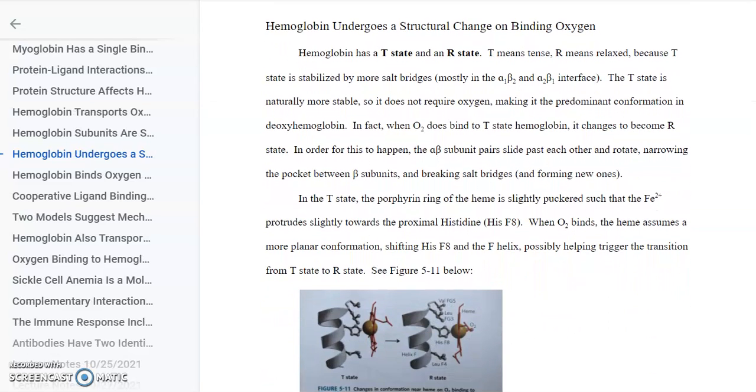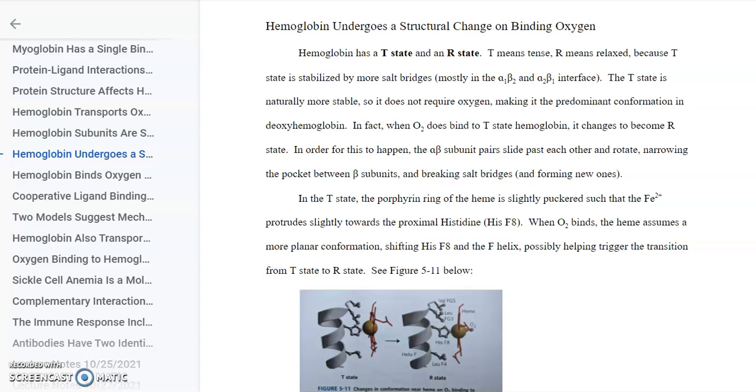Hemoglobin undergoes a structural change on binding oxygen. Hemoglobin has a T state and an R state. T means tense, R means relaxed, because the T state is stabilized by more salt bridges, mostly in the alpha-1 beta-2 and alpha-2 beta-1 interface. The T state is naturally more stable, so it does not require oxygen, making it the predominant conformation in deoxyhemoglobin. In fact, when O2 does bind to T state hemoglobin, it changes to become R state.